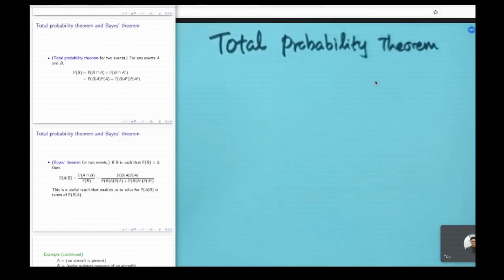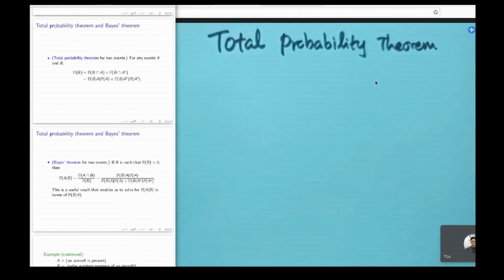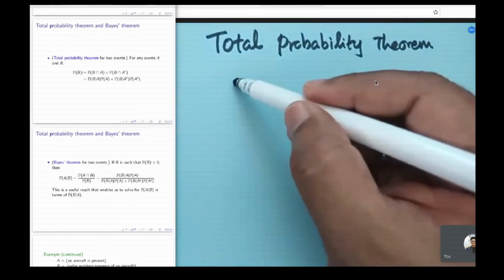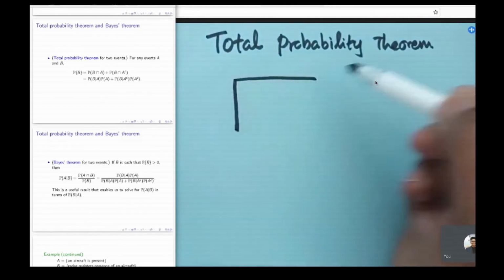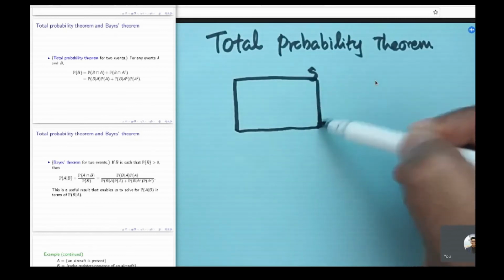Right. So the total probability theorem, you can think of it as something that is available. If you look at the event space and the sample space, you can sort of identify what this means. Let me show you first. If you look at the event of B, say that you have a sample space like this. This is your sample space.